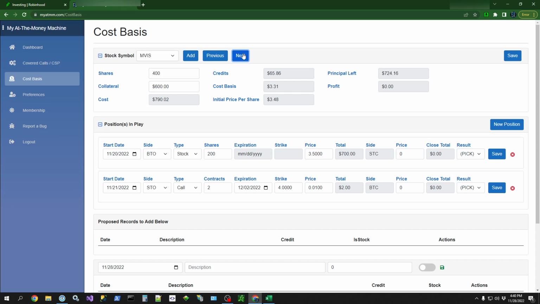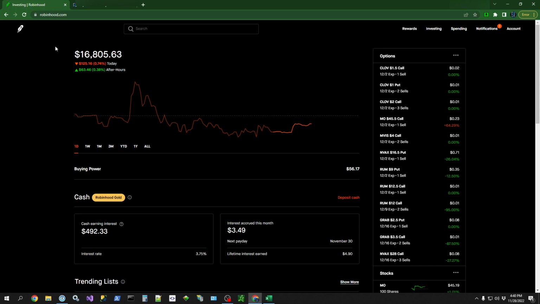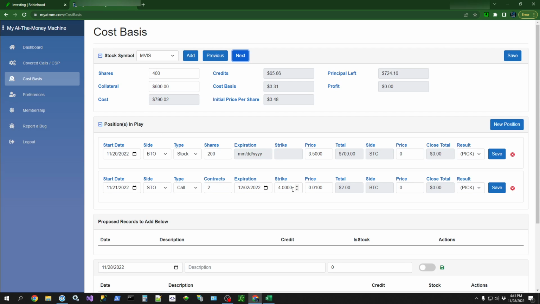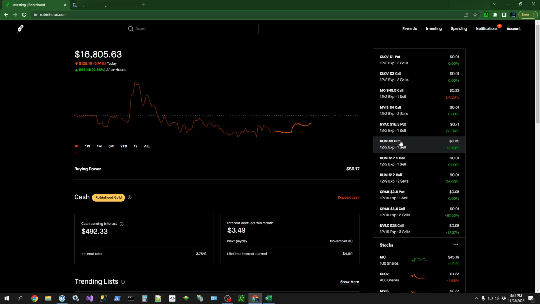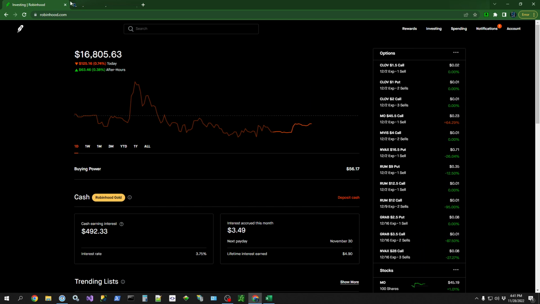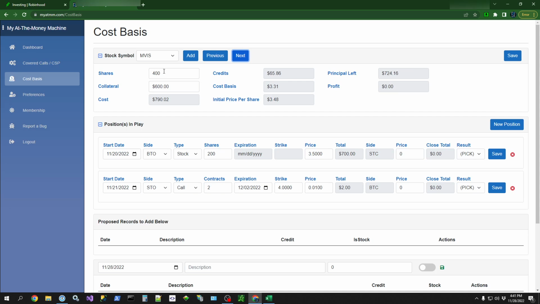So this is wrong, isn't it? Yeah, because we have 200 shares, 2 call contracts, but there is no put for MVIS. Let's just go back to Robinhood and double check. So do we? Oh wait, we do have an MVIS right here. $4 call, but that's the call, and we have that here. So that's okay. We're looking for MVIS put. We don't. We just have the call. Okay, so this is a mistake. So we only have 200 shares, and there's 0 collateral.